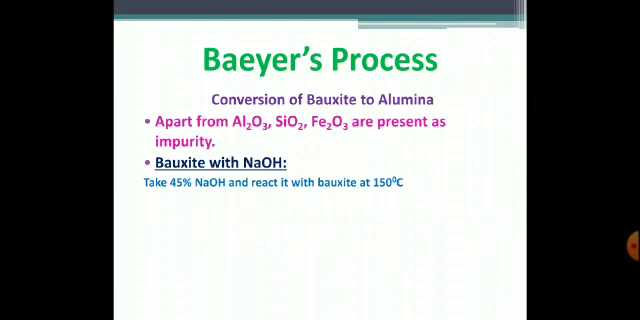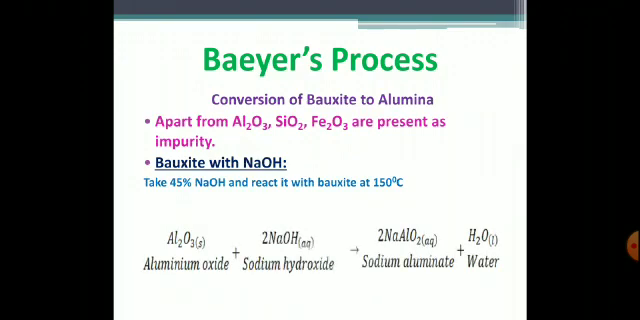Apart from bauxite, that is aluminium oxide, other impurities are also present. They are SiO2 and Fe2O3. First, we add sodium hydroxide to the bauxite ore. In bauxite, we have Al2O3. When Al2O3 reacts with NaOH, sodium hydroxide, at 150 degrees Celsius, it forms sodium aluminate in the form of solution. Sodium aluminate is soluble in water, so it is present in the form of solution.